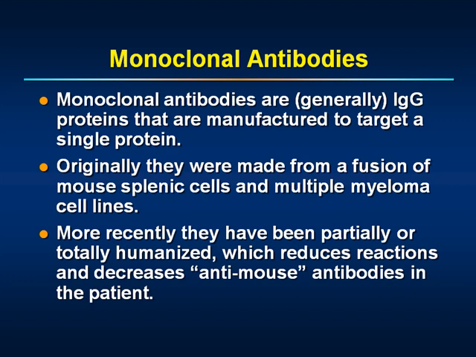Now, Avastin, or bevacizumab, is in the class of monoclonal antibodies. Monoclonal antibodies are generally IgG proteins that are manufactured to target a single protein. Originally, they were made from a fusion of mouse splenic cells and multiple myeloma cell lines, but more recently they have been partially or totally humanized, which reduces reactions and decreases the anti-mouse antibodies.